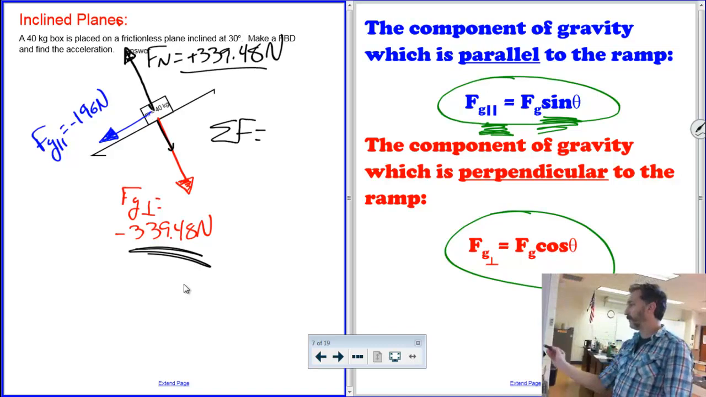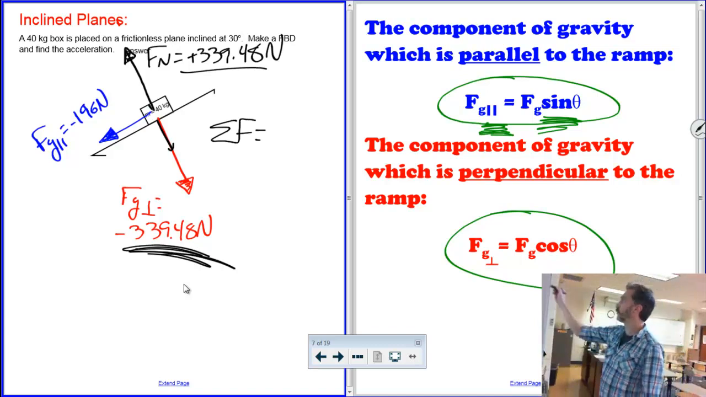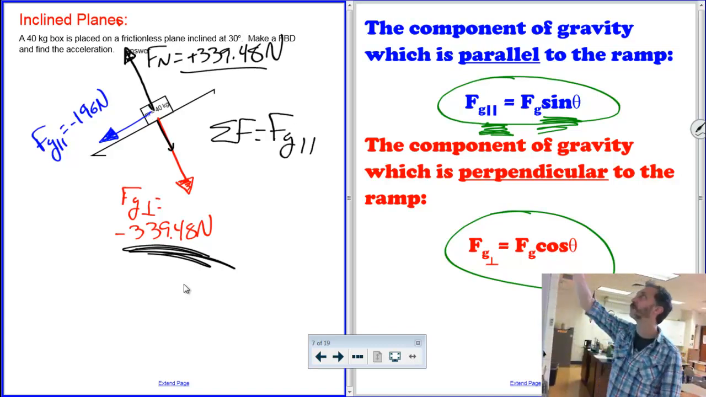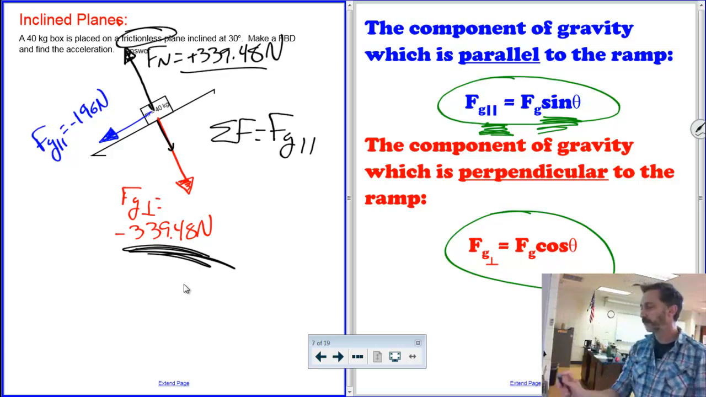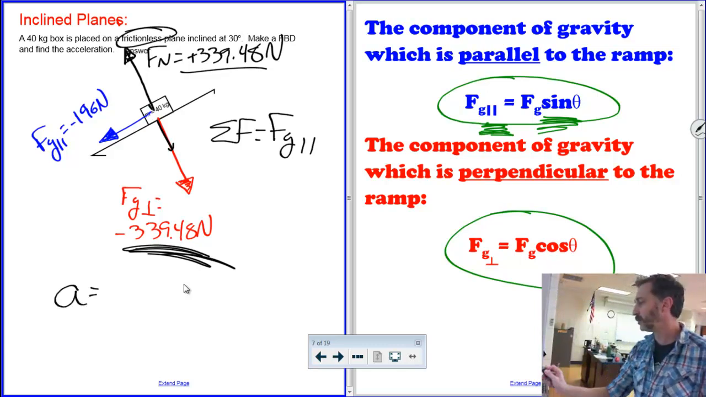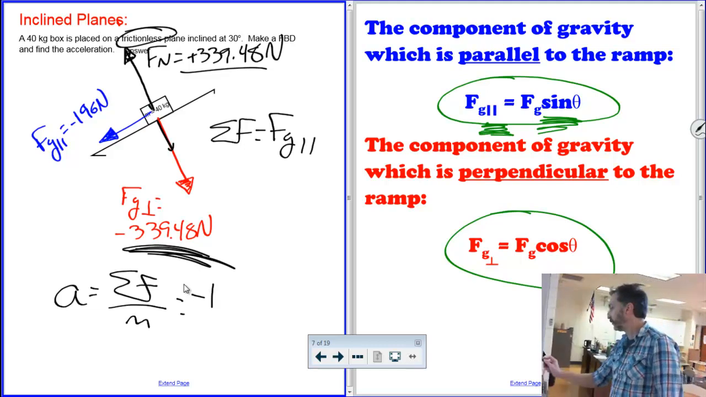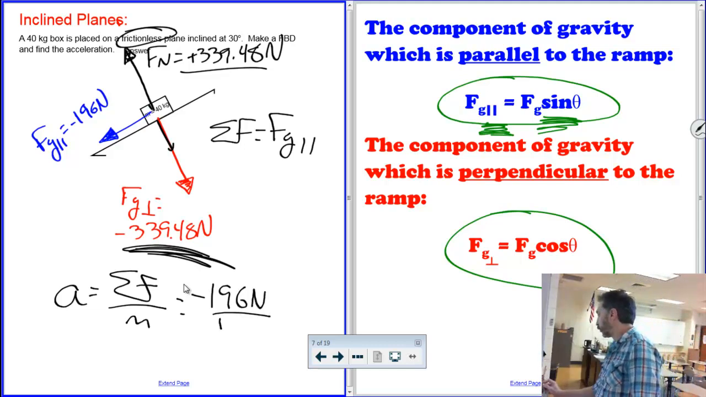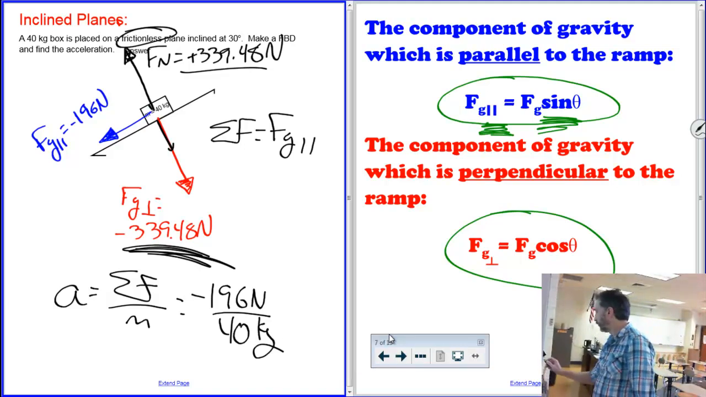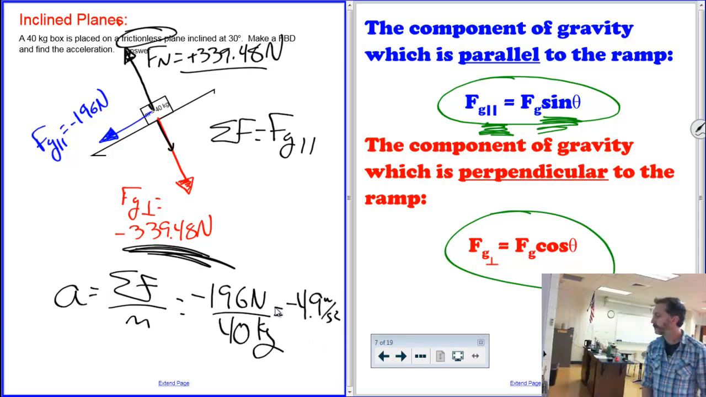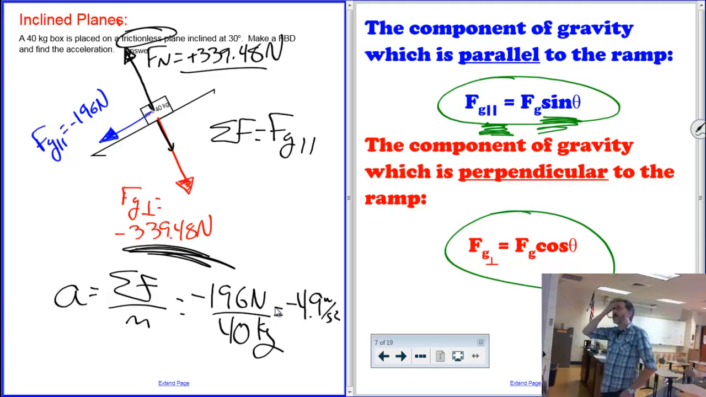So our net force here is going to be, well, this and this cancel out. So our net force is just Fg parallel in this problem because it was frictionless. So now we can find our acceleration. Acceleration is net force over mass. So our net force is negative 196 newtons. The mass is 40 kilograms. So divide this and you get negative 4.9 meters per second squared. So that is how you do that.